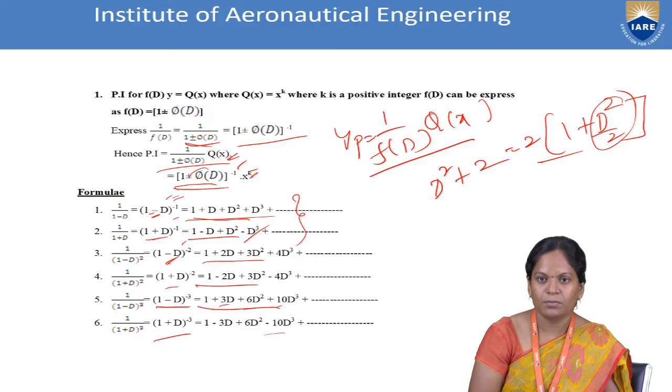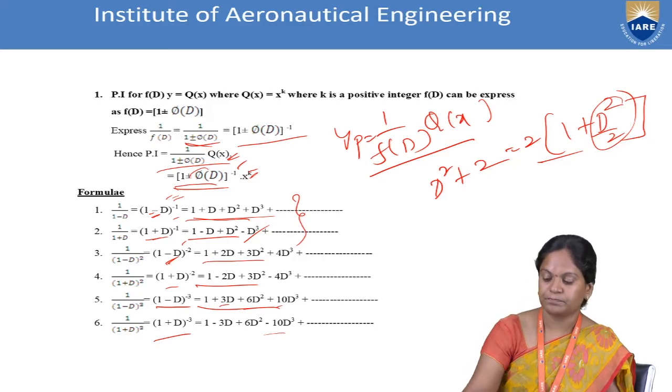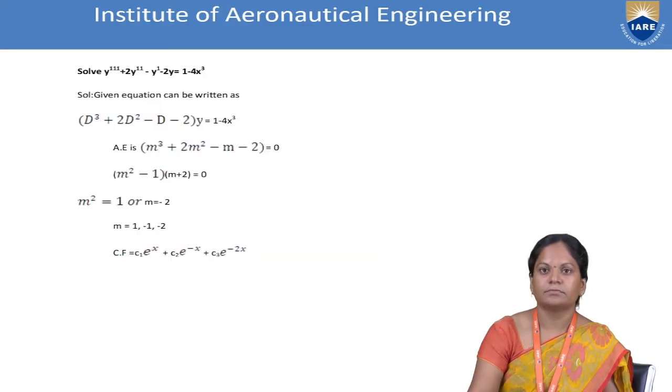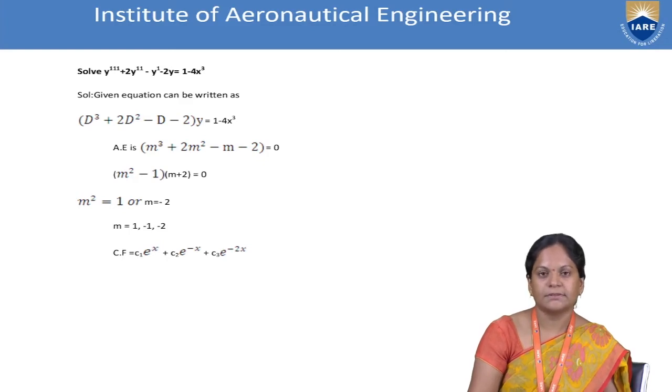So these are the formulas. These formulas we have to remember to solve the problem of the particular solution where Q(x) is x^k. Now here we have one problem: y''' + 2y'' - y' - 2y = 1 - 4x³. This is a differential equation of order 3.